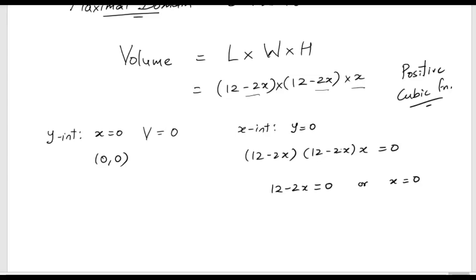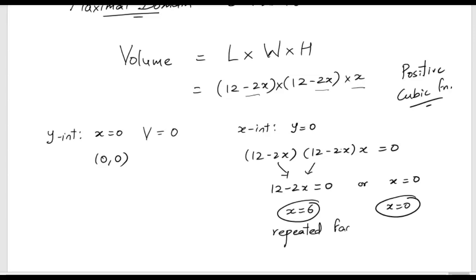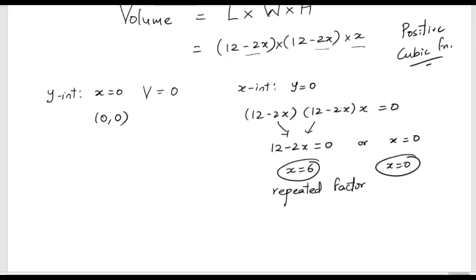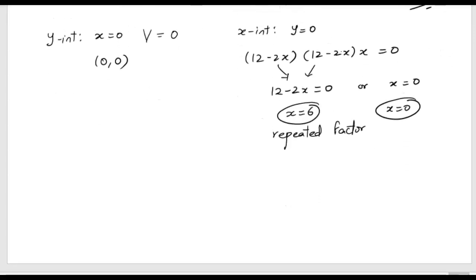Now solving for x in this case is going to leave us with x is equal to 6. Obviously, because we've got two of those brackets, x equals 6 is going to become a repeated factor. And when we sketch a repeated factor, remember it is going to become a turning point in this particular case. So let's do a rough sketch for this scenario.